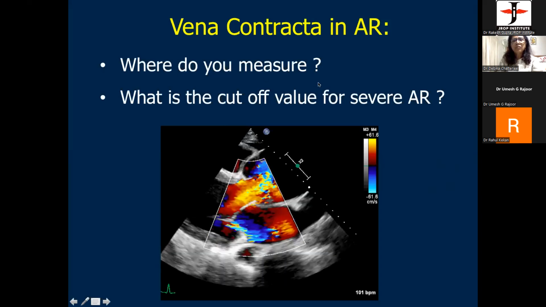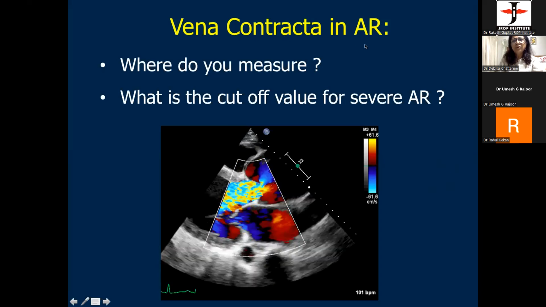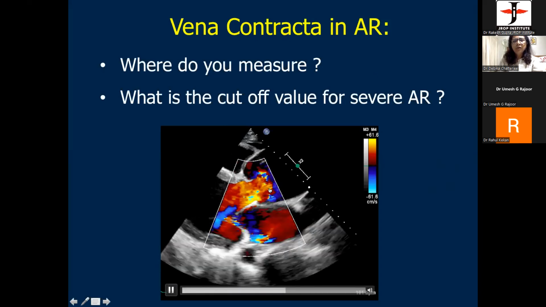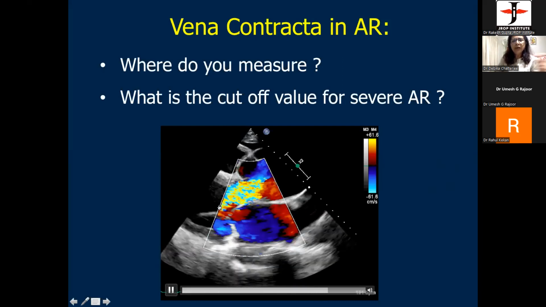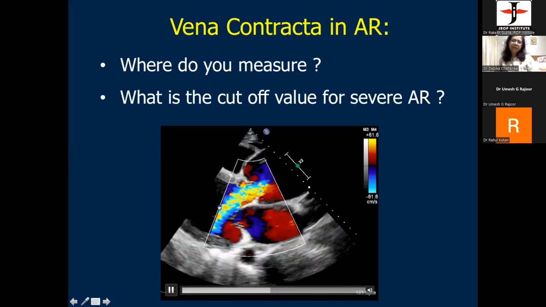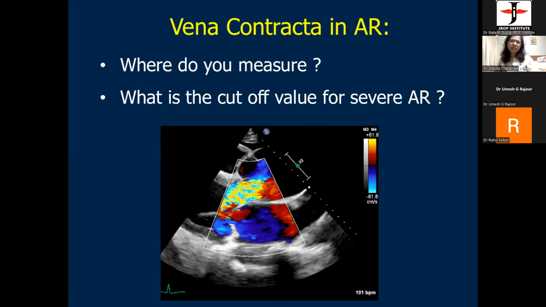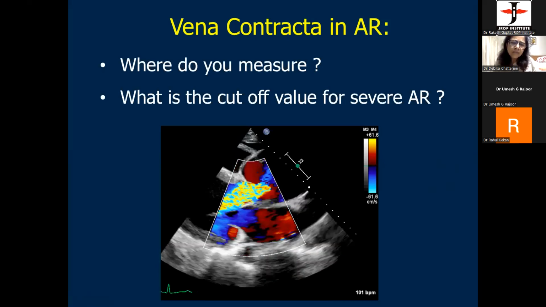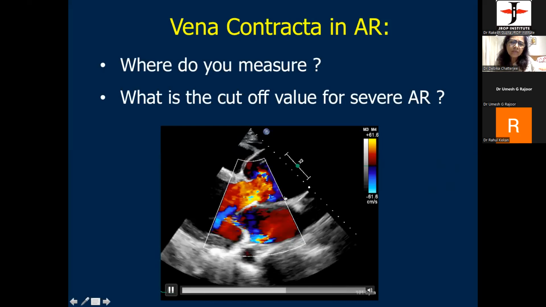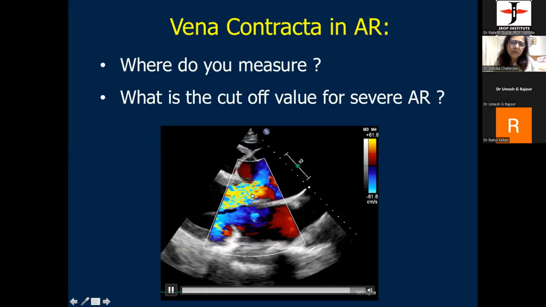Okay, now try to answer these questions. Where do you measure aortic regurgitation? No, vena contracta for aortic regurgitation. So where do you measure? The vena contracta is the narrowest portion of the regurgitation. So we will measure it in between 2 cusps of the aortic valve. Is it here? The narrowest portion. Is it here?